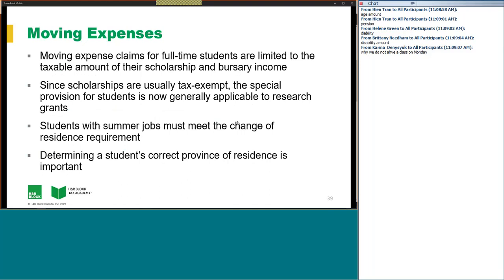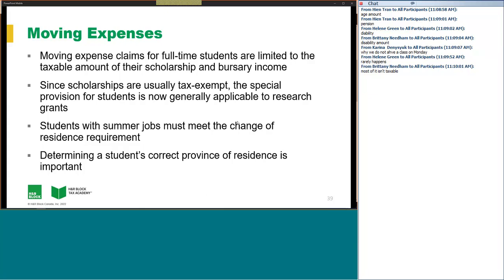Why is that a problem? If you have a student who is moving from one place to a different place to go to school, are they going to have taxable scholarship income? Probably not. So Helene, you've hit the nail on the head there. Most of it's not taxable. If they're a full-time student, it's not taxable. If they're a part-time student, it's probably not taxable because their scholarship is probably less than their tuition. Most of the time, they don't have taxable income to claim it against.